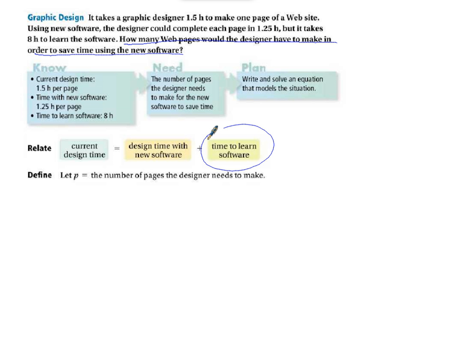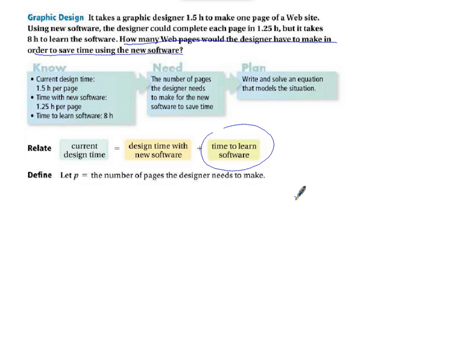It's like if you were in a race. You run faster than somebody, so you let them have a head start. What happens eventually? You catch up to them, right? And you pass them. So that's what we're looking for: how many web pages would the designer have to make in order to save time using the new software. We're finding where the one catches up to the other and where they're exactly the same. After that, the new software will be better than the old software. So that's what they're trying to say here.